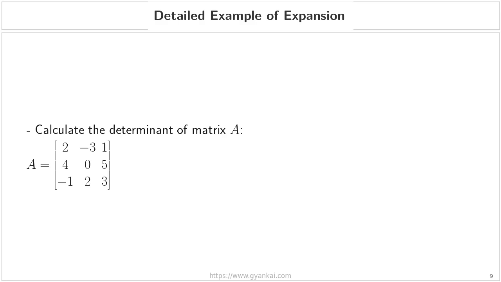We have the first row consisting of 2, -3, and 1. The second row contains 4, 0, and 5. And the final row is composed of -1, 2, and 3.